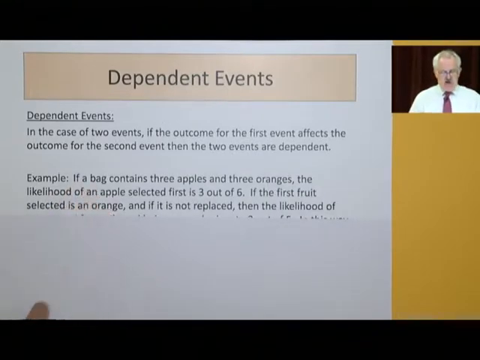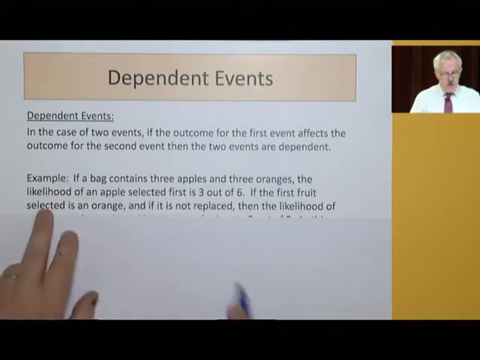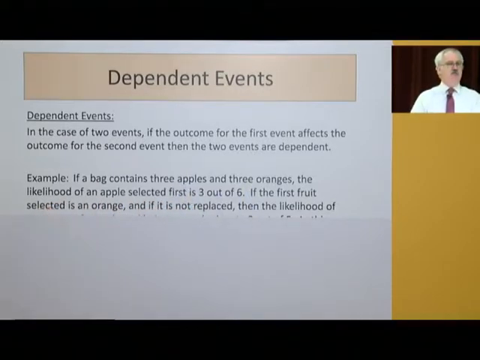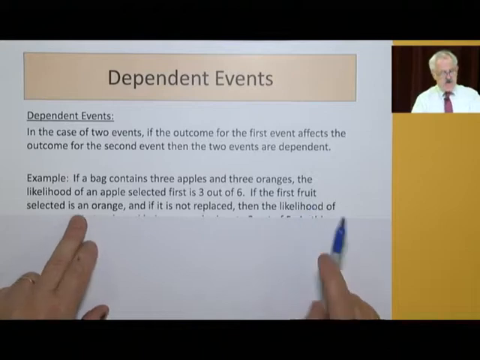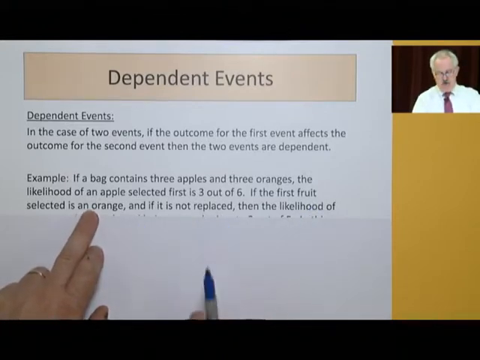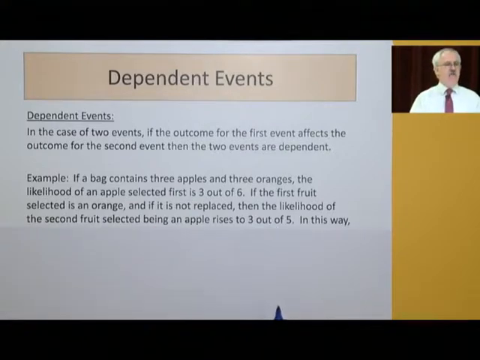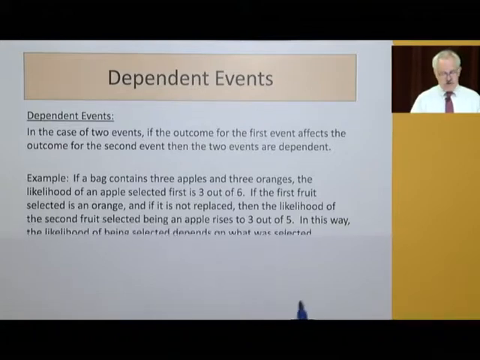Here we have a bag and it contains 3 apples and 3 oranges. What's the likelihood of an apple being selected on the first pick? Well, you've got 3 apples and 3 oranges. You pick a fruit at random, it's 3 out of 6. If the first fruit selected is an orange, and if it's not replaced, then the likelihood of the second fruit being an apple rises to 3 out of 5, because one of the oranges is gone.